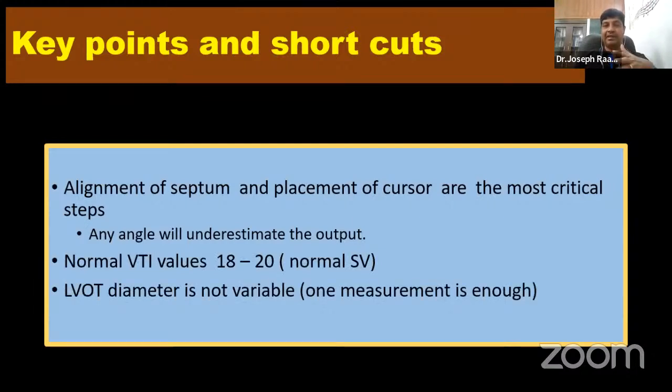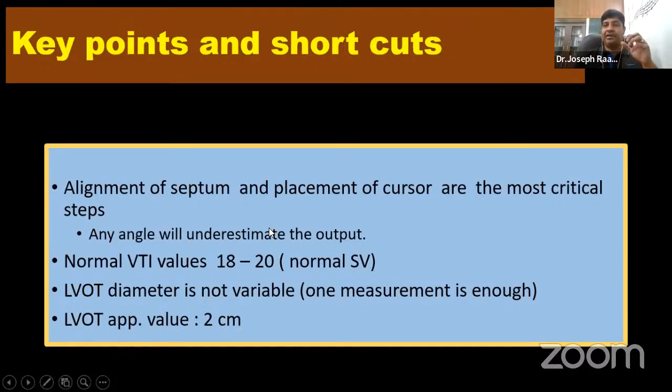Another thing is, each time we need not measure the LVOT diameter. As long as this particular patient is with you, the LVOT diameter is not going to change. So once you make a measurement, that is enough. Every time you have to do only the VTI measurement, then calculate the stroke volume. And if the views are not very clear and LVOT diameter measurement is problematic, then you can approximate the value as 2 centimeters in an adult male and 1.8 centimeters in an adult female. That's an arbitrary value which you can take into consideration.